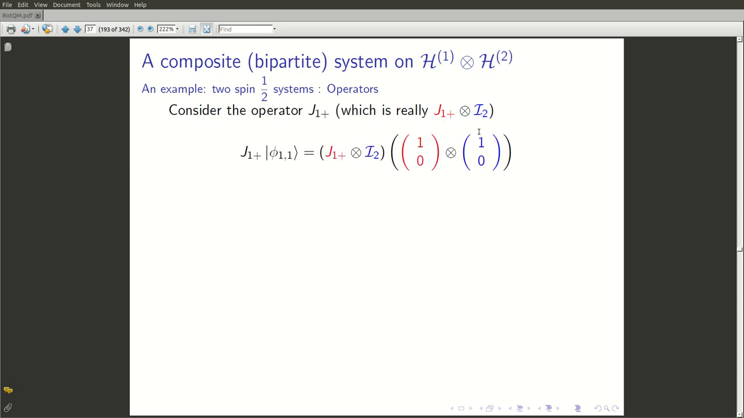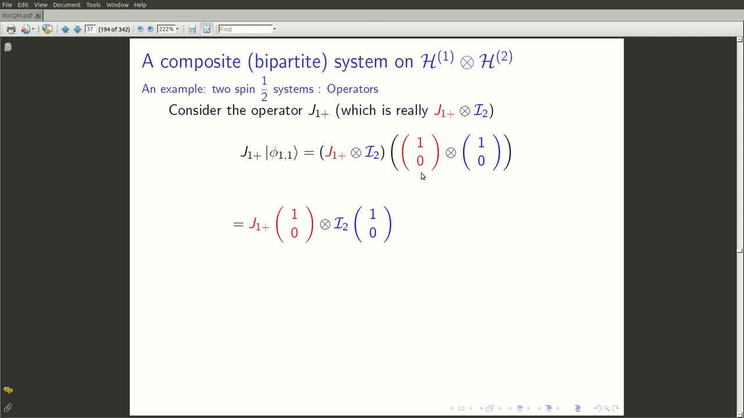So what does J1 plus do to our first basis vector? Remember, J1 plus is really J1 plus ⊗ I2, and our first basis vector really is (1, 0) direct product with (1, 0). (1, 0) of course for the first spin, (1, 0) again for the second spin. Both spins are up, so to speak. So as we have learned, the way in which the direct product operator acts is J1 plus will act on the first vector in the direct product, that is on (1, 0). I2 will act on the second (1, 0). And we will have to form the direct product of the results.